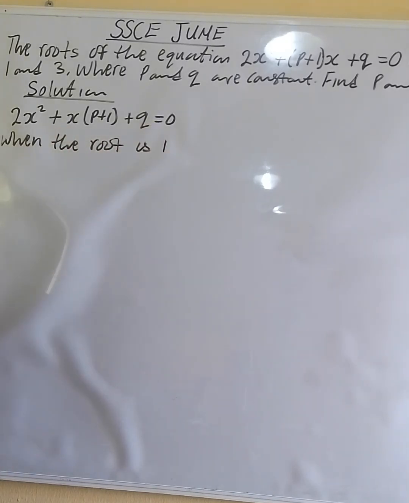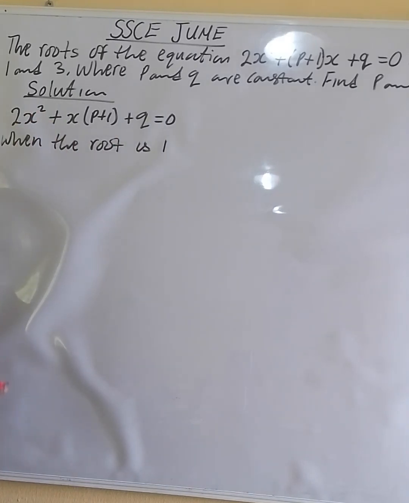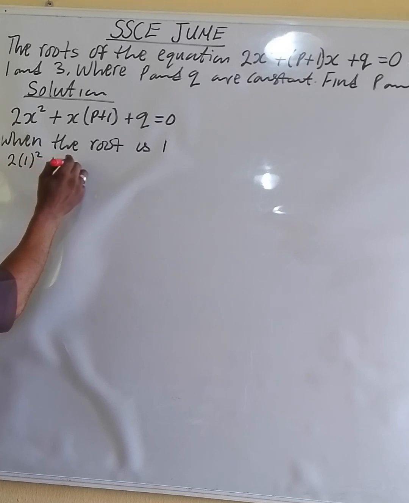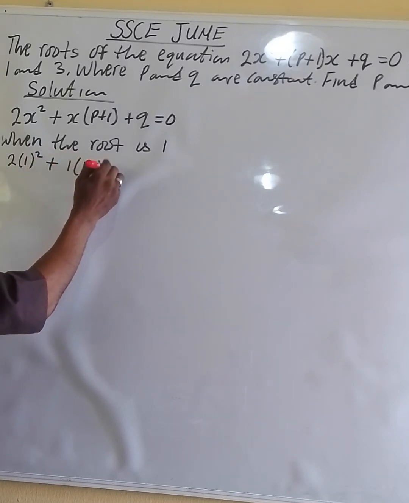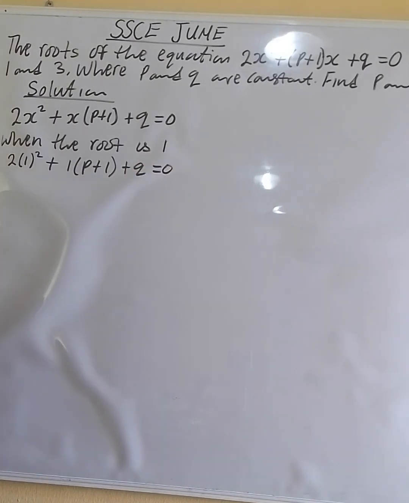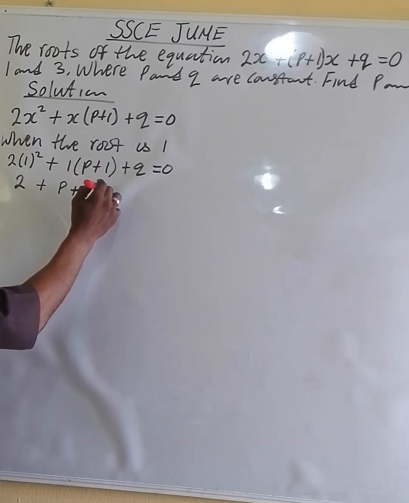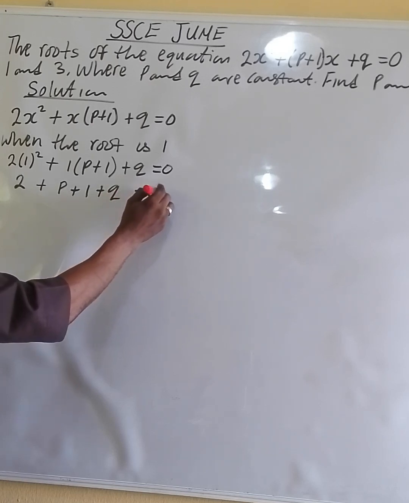When the root is 1, then we substitute 1 into the equation. Anywhere we have x, we represent it with 1. So it will give us 2 into 1 squared plus 1 into (p plus 1) plus q, everything equals 0. Now 1 raised to power 2 will give us 1. Then 2 times 1 is 2, plus 1 times p will give us p. 1 times 1 will also give us plus 1 plus q equals 0.